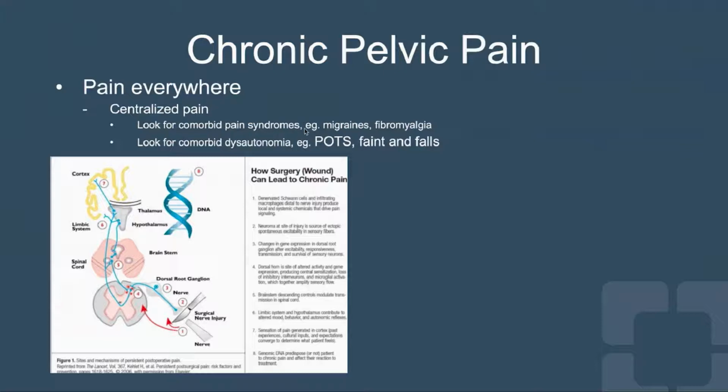Similarly, you'll get crosstalk at the level of the spinal cord, and maybe a pain from endometriosis may end up feeling like pain in the rectum, feeling like IBS, feeling like interstitial cystitis, a pain in the bladder associated with urinary frequency, urgency. And indeed, some people believe that IBS and IC are generally centralized pain syndromes.